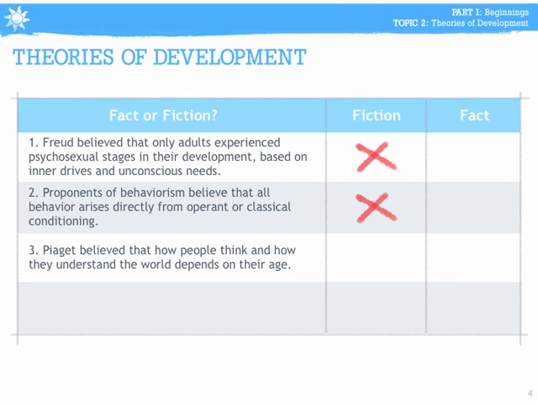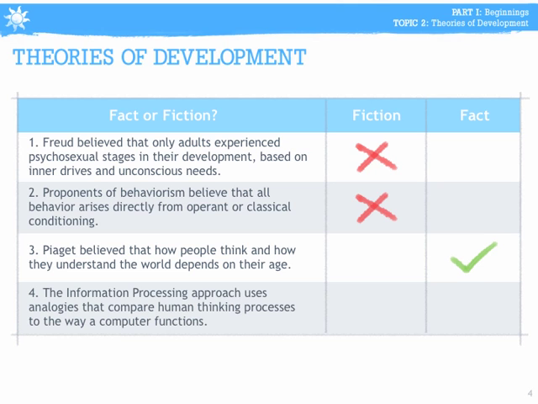Number 3, Piaget believed that how people think and how they understand the world depends on their age. This is true, according to Piaget. And number 4, the information processing approach uses analogies that compare human thinking processes to the way a computer functions. And this is also true.